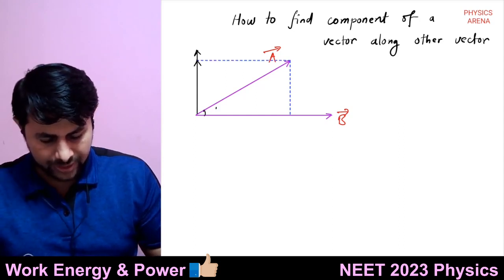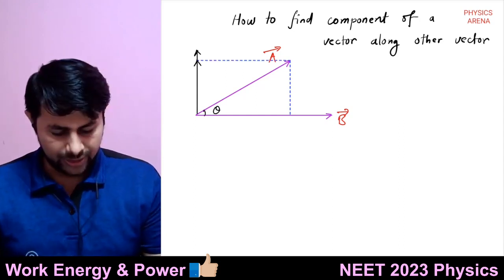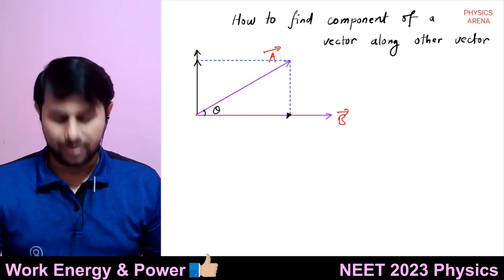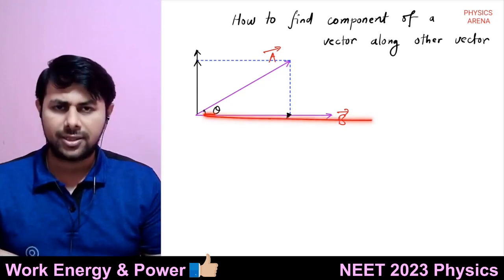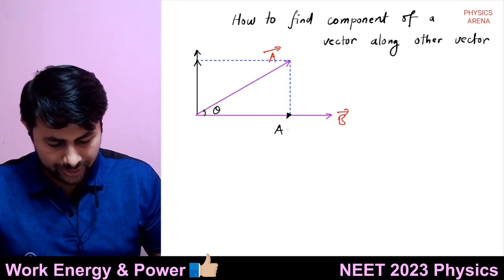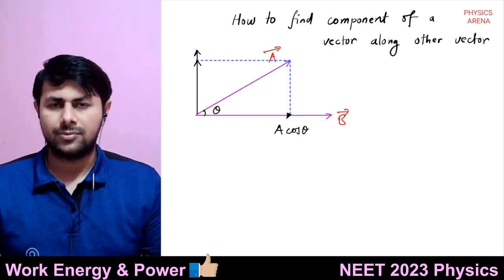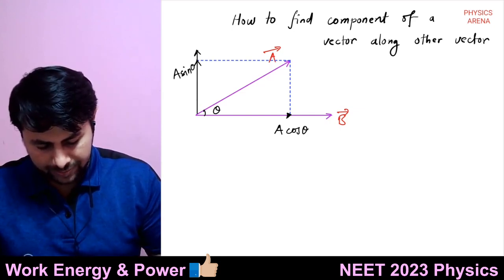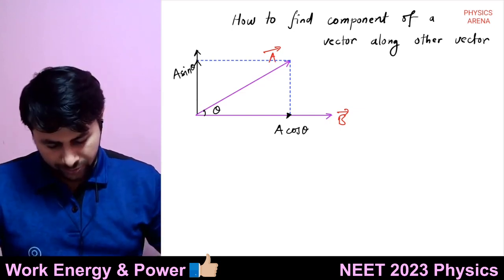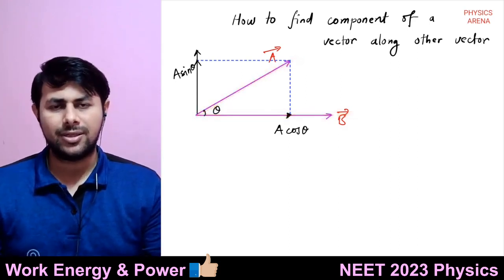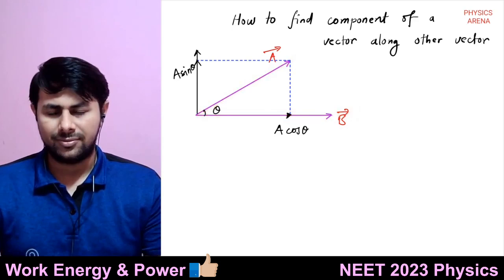If this angle is theta, and I know this angle, then how much would be this component? We can say b bar is in the x direction, so this component is ax, which is equal to a cos theta, right? And this component will be a sin theta. So what is the component of a bar in the direction of b bar? It is a cos theta. Yes, no?